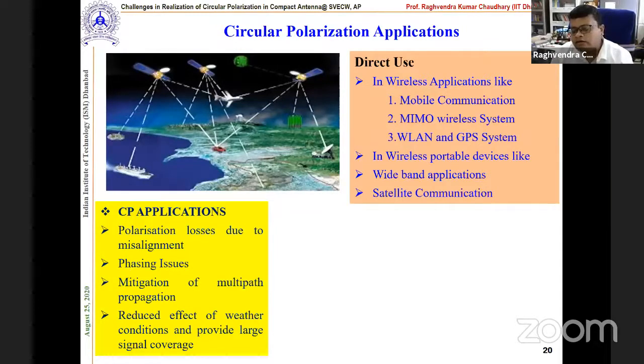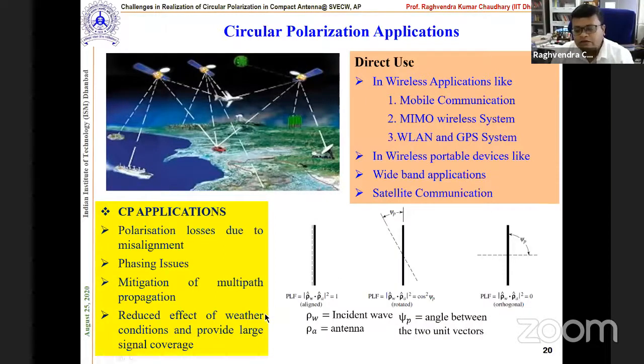It is non line of sight communication, as we say in communication engineering. For NLOS, the receiving antenna accepts the direct signal as well as the reflected signal. This creates a problem, and we can address it by incorporating circular polarization. And definitely there is a reduced effect of weather conditions, and it provides large signal coverage.